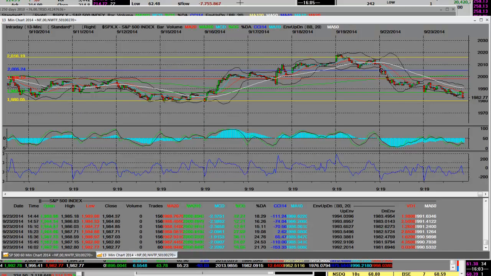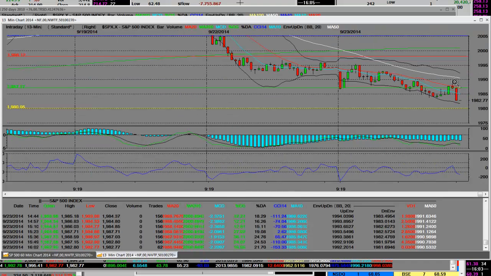Then, of course, we went down. It started with the gap down. So this is going to be the support level right here. That was over 9/12 and 9/15 on that 13-minute. However, we're going to be coming down, and this is how today looked. We rallied right up, and boom, for today.